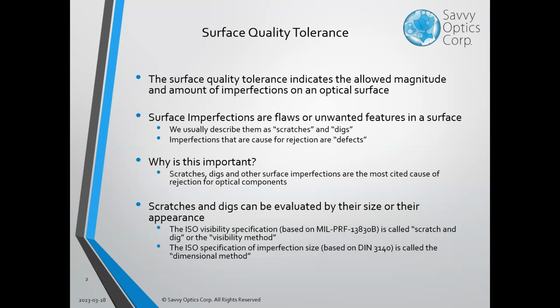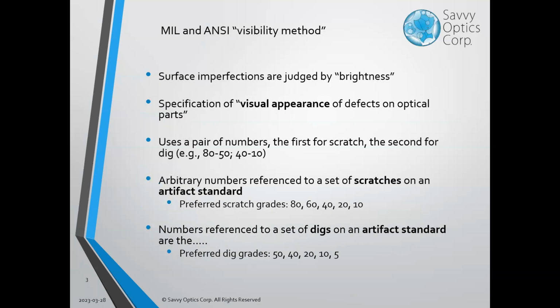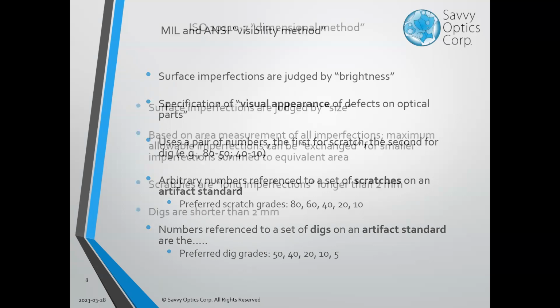I'm not going to go into that in a lot of detail. This is more about judging based on the visibility method, but I wanted to make sure it was clear that there are actually two ways to do this. Savvy Inspector does both. We originally developed the system, though, for the MIL and ANSI visibility method. In this system, the surface imperfections are evaluated by their brightness or their appearance on parts. It uses a pair of numbers, first numbers for scratches, second numbers for digs. These numbers are completely arbitrary. They refer to a set of master scratches and digs, and they have very specific grades.